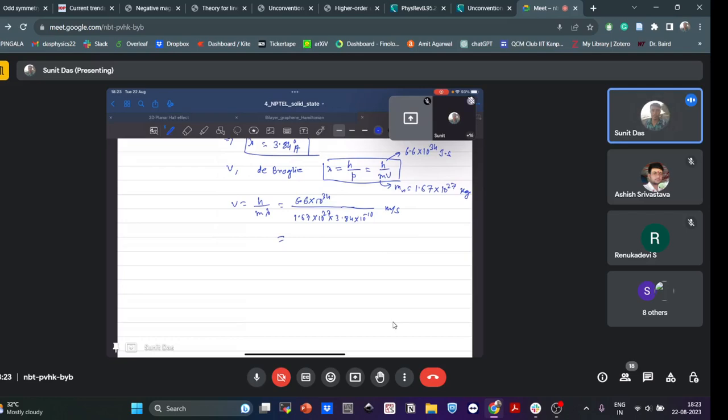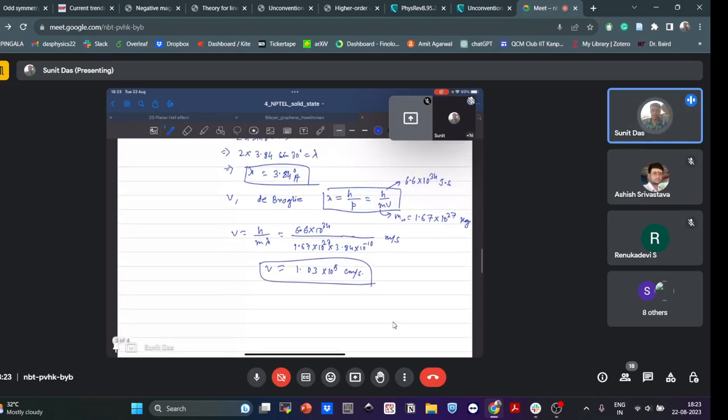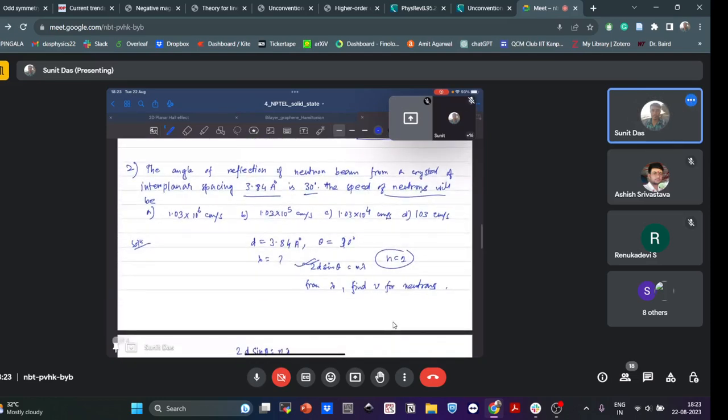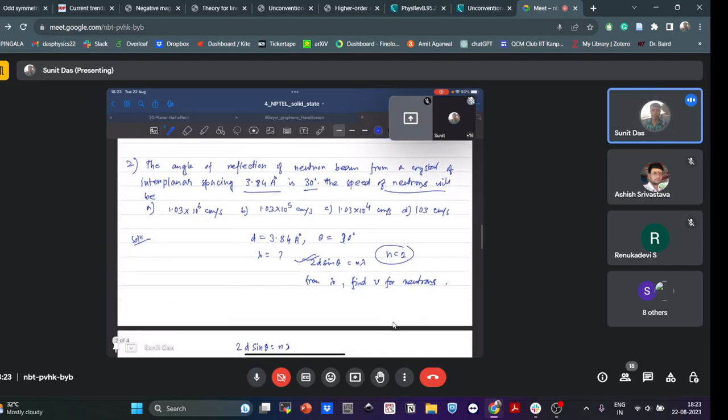Okay, so the answer comes out to be, in CGS units, 1.03 into 10 to the power 5 cm per second. So this will be the velocity. So this way we can find even the velocity for other waves, right? If you are given proper information.